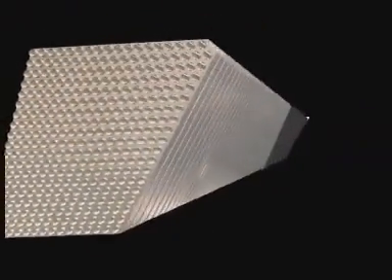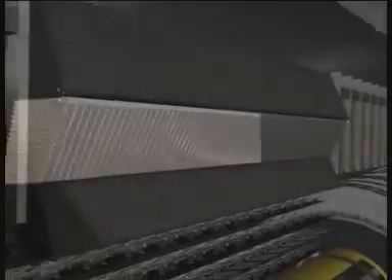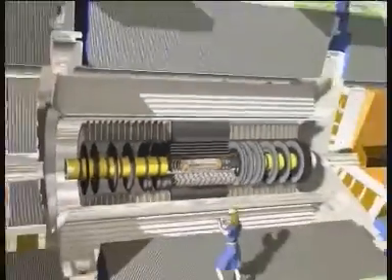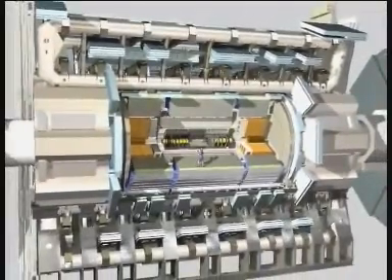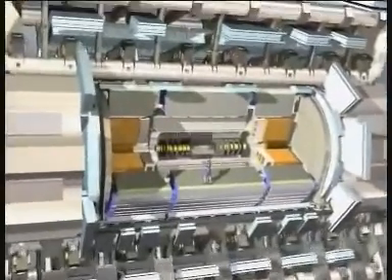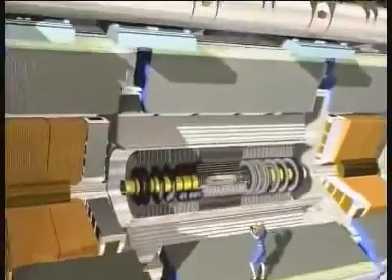Using the inner detector, ATLAS can measure the paths of charged particles which are bent by the magnetic field. From these paths, it is possible to calculate the momentum of charged particles. ATLAS also has detectors which measure the energies of both charged and neutral particles.